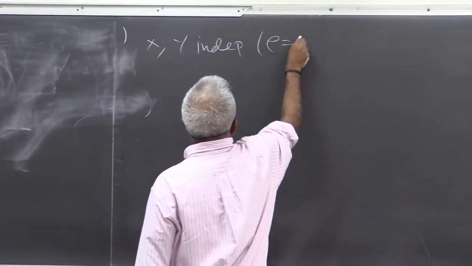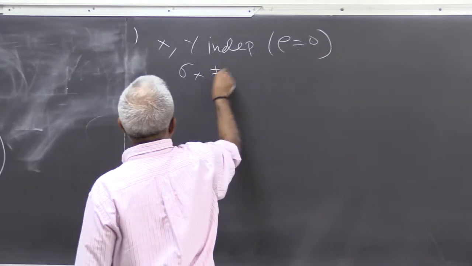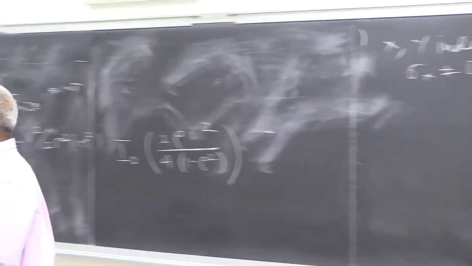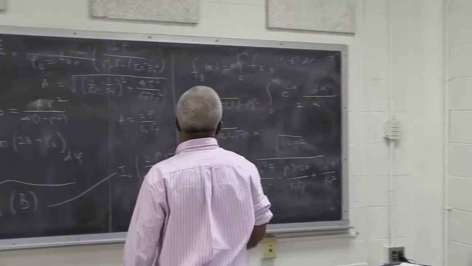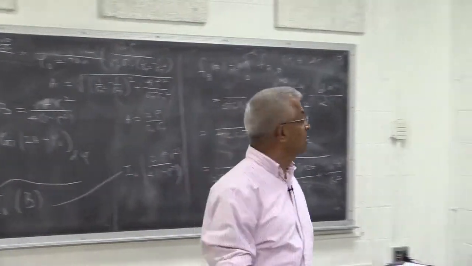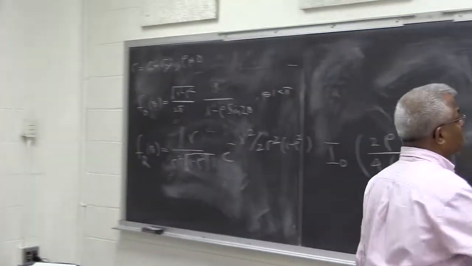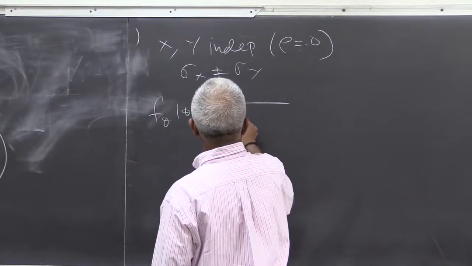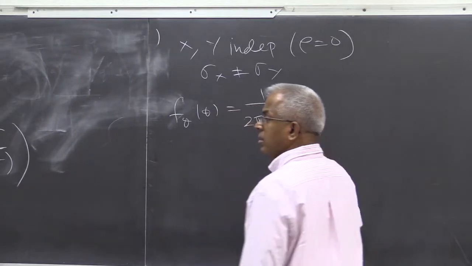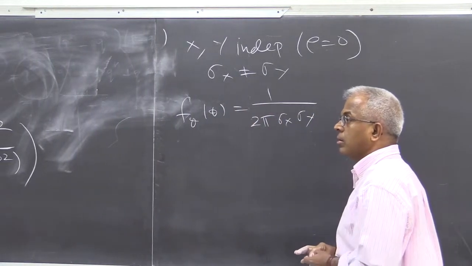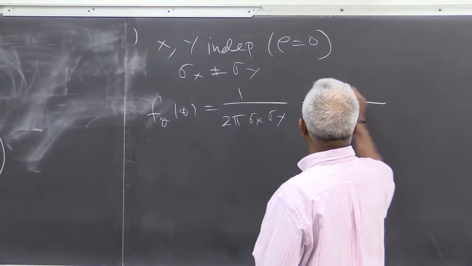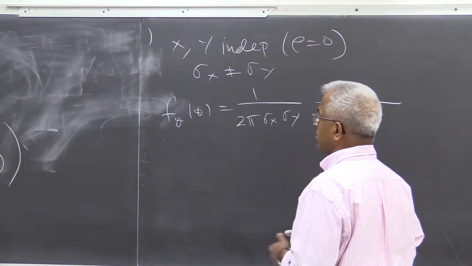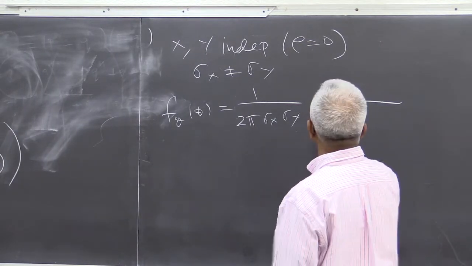In other words, rho is 0, but in this case, sigma x is not equal to sigma y. Then again you can see that these two quantities are not independent, because the phase is not uniform, because it is 2 pi sigma x sigma y. Rho is 0, so that's 1 over cos squared plus sine squared. So everything will stay the same in the denominator, because nothing will simplify.